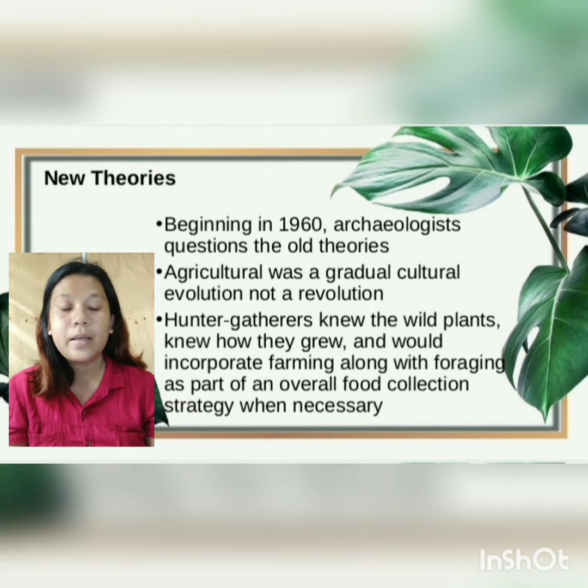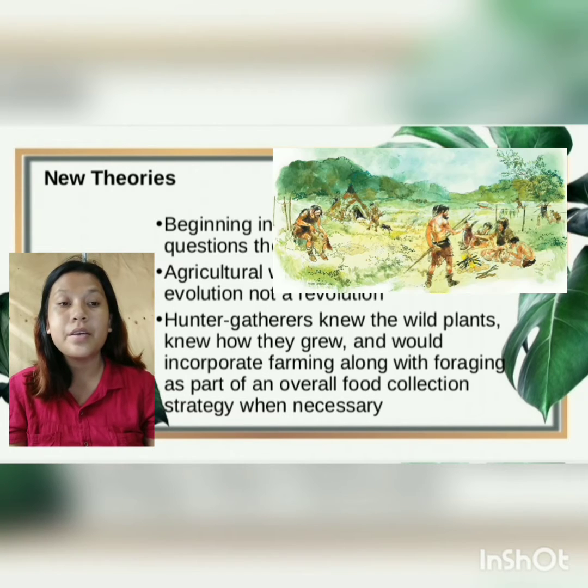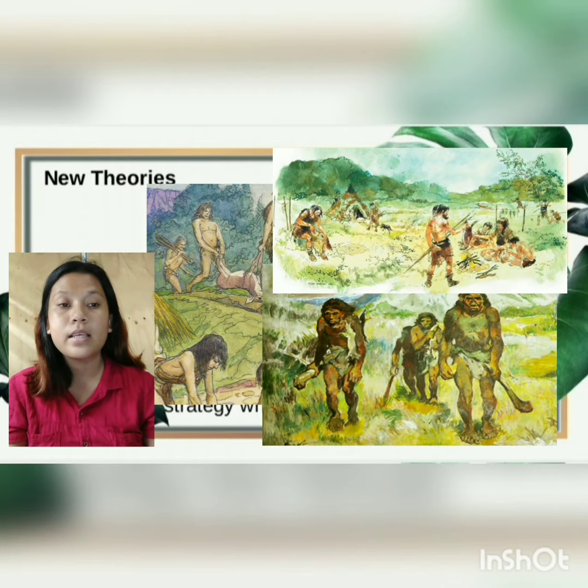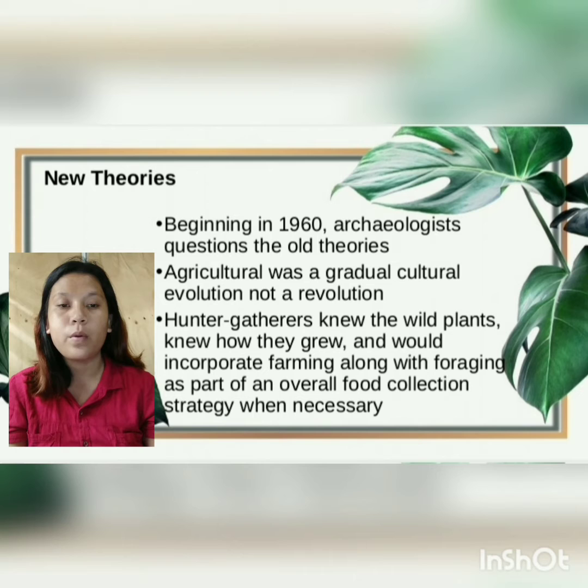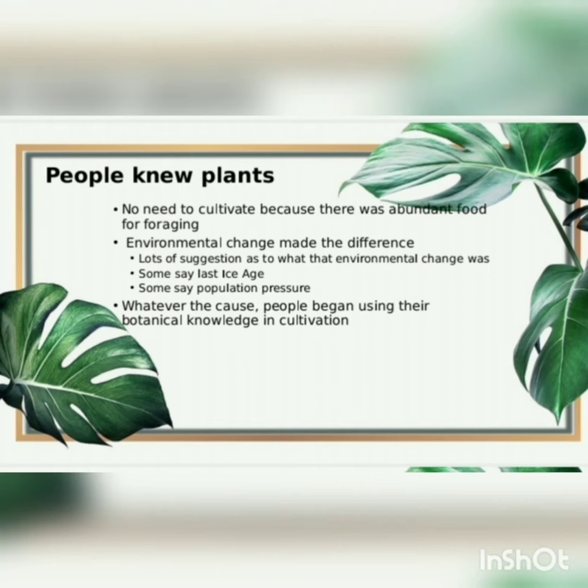New theories: beginning in 1960, archaeologists questioned the old theories. Agriculture was a gradual cultural evolution, not a revolution. Hunter-gatherers knew the wild plants and knew how they grew, and would incorporate farming along with foraging as part of an overall food collection strategy when necessary. People knew plants, but there was no need to cultivate because there was abundant food for foraging.